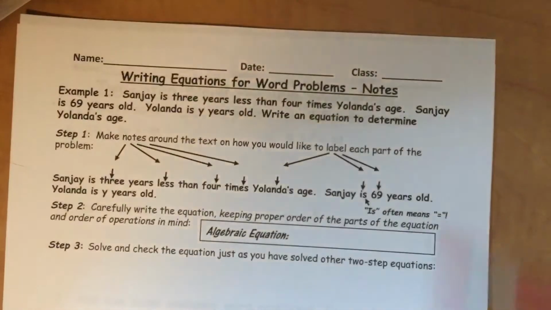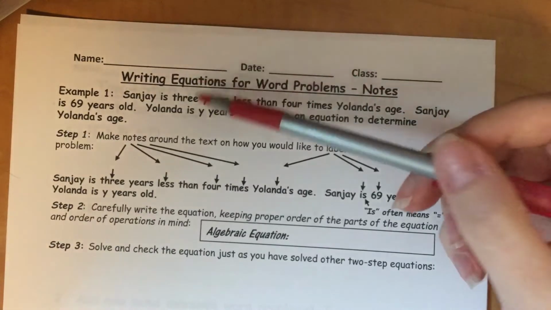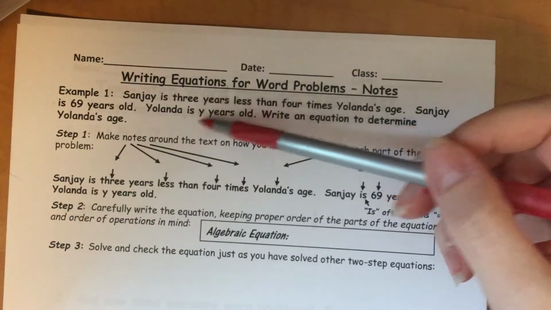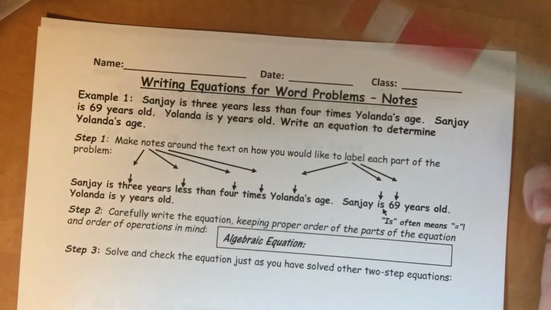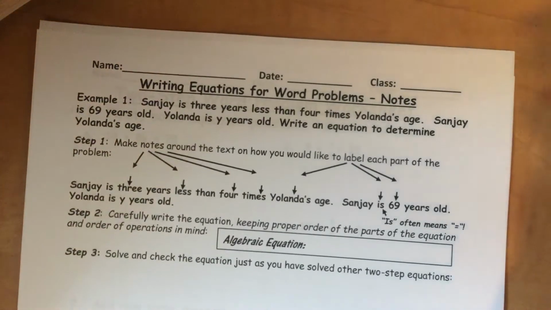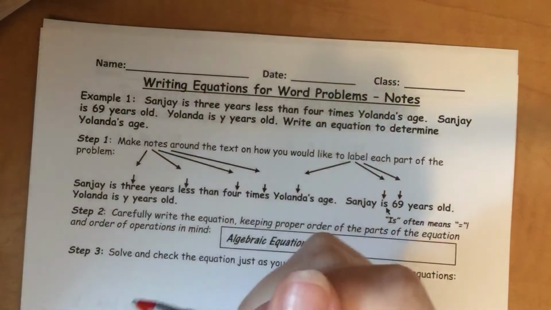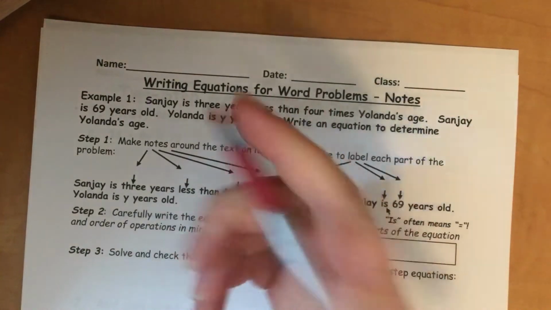So we have Sanjay, who is 3 years less than 4 times Yolanda's age. Sanjay is 69 years old. Yolanda is Y years old. Write an equation to determine Yolanda's age. So this question is giving us the variable to use. We're going to use a Y, and that's going to represent Yolanda. For step 1, you can make notes around the text on how you would like to label each part of the problem. This is essentially the same thing as looking for keywords. It's not showing your equation, but is pointing out operations.